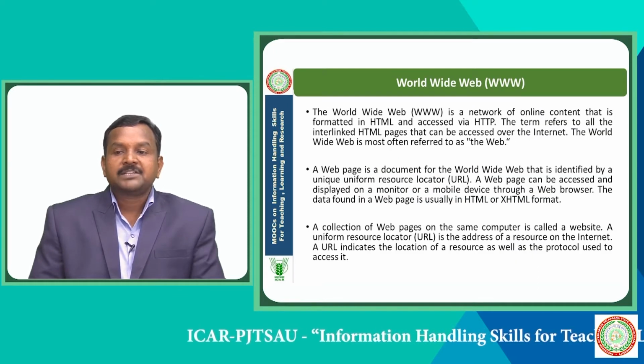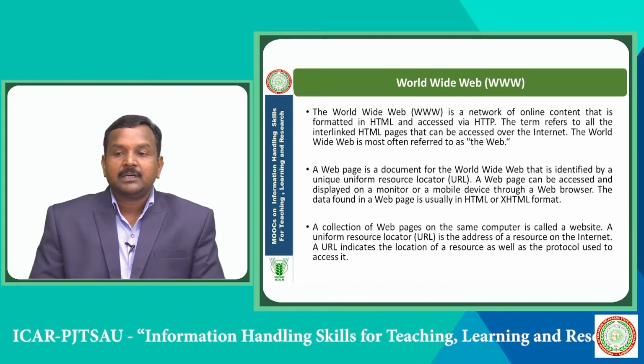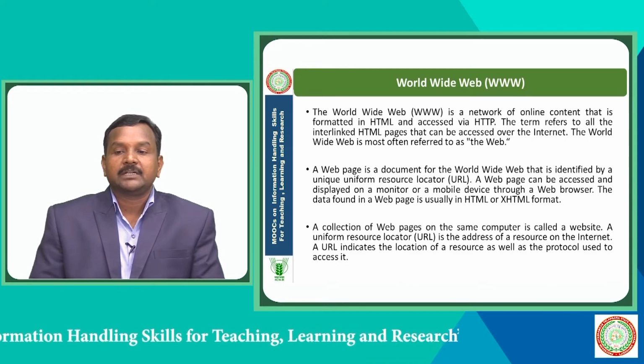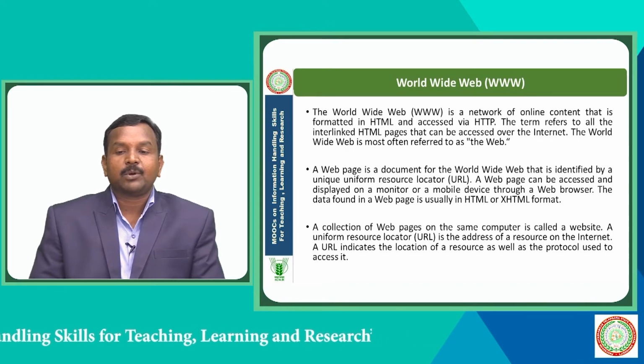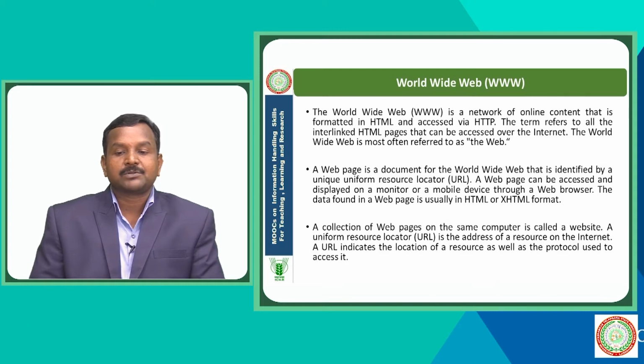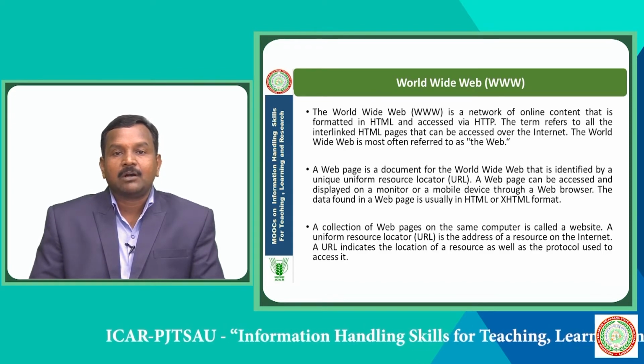World Wide Web is a network of online content that is formatted in HTML and accessed via HTTP. The term refers to all the interlinked HTML pages that can be accessed over the internet. The World Wide Web is most often referred to as the web. A web page is a document for the World Wide Web that is identified by a unique uniform resource locator or URL. A web page can be accessed and displayed on a monitor or a mobile device through a web browser. The data found in a web page is usually in HTML or XHTML format. A collection of web pages on the same computer is called a website.